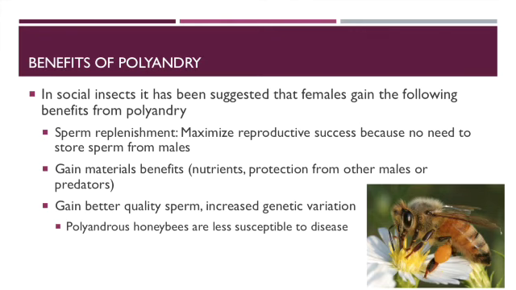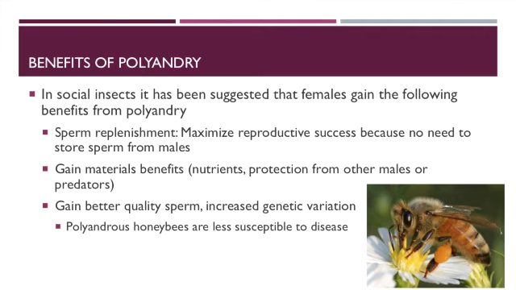The other thing is females may actually gain material benefits. So they may gain nutrients from males if they bring them nuptial gifts, as we talked about earlier in some fly species. They may get protection from other males or from predators because those males are nearby and try to run off any sort of competitors. Lastly, females may gain better sperm quality because they can mate with multiple males. Maybe that genetic variation that those males bring gives them better genes, and maybe those better genes make them better able to survive. A good example of this is from polyandrous honeybees.